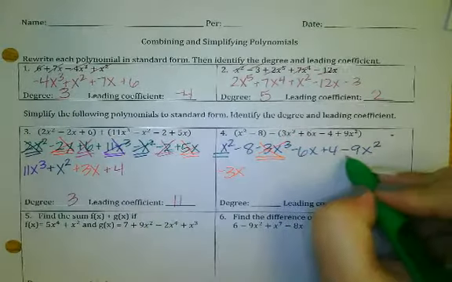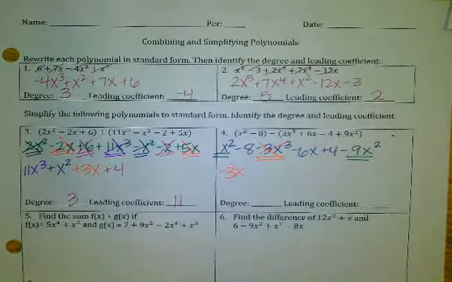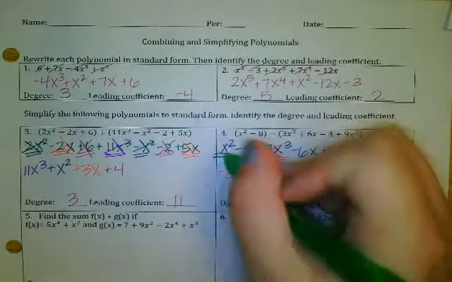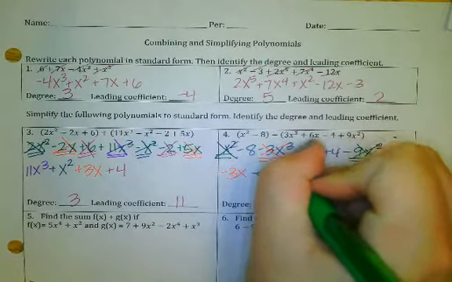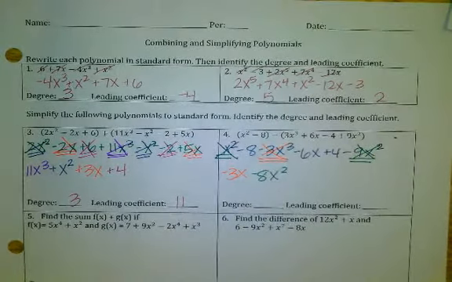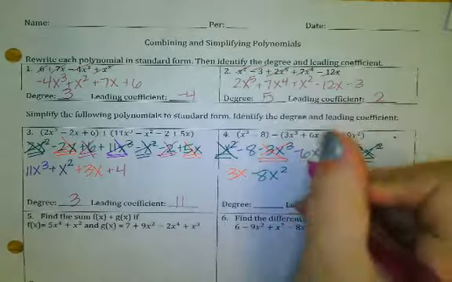You have x squared and negative 9x squared. So that's going to be very good. Then what? Very good.